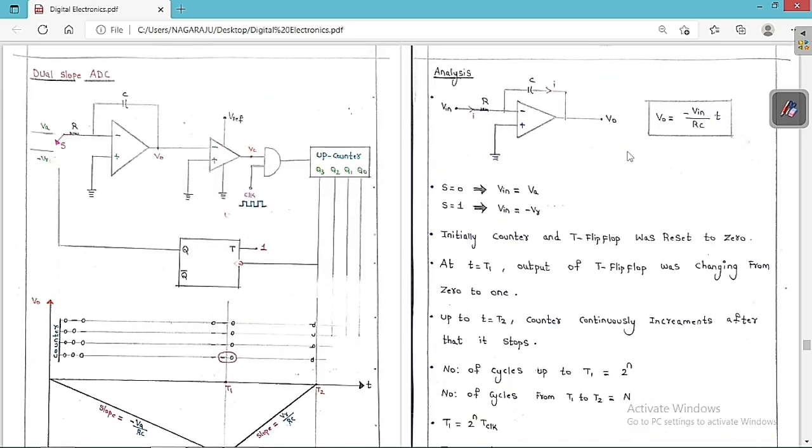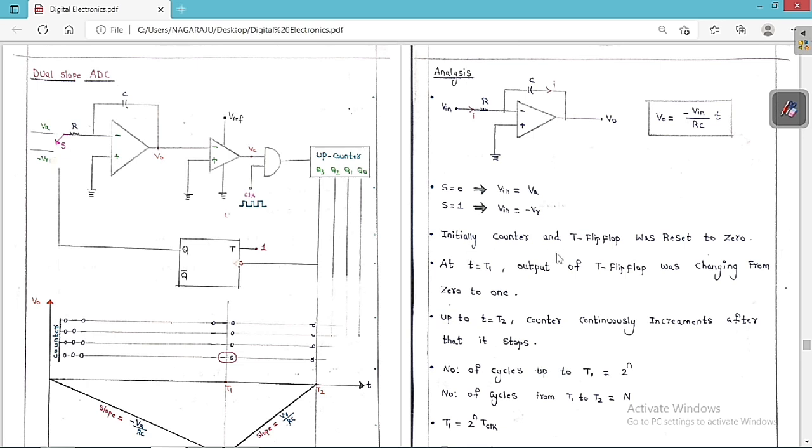So all I told is the integrator circuit. So this is the VIN. So V0 is equal to minus VIN by RC into T. And I told you, whenever the switch is equal to 0, the input voltage is equal to VA; the switch is connecting VA. Whenever the switch is equal to 1, what is the input voltage? The switch is connecting minus VR. So VIN is equal to minus VR.